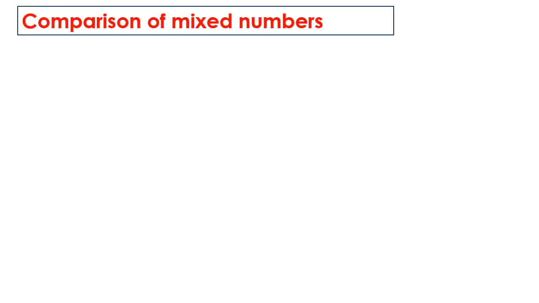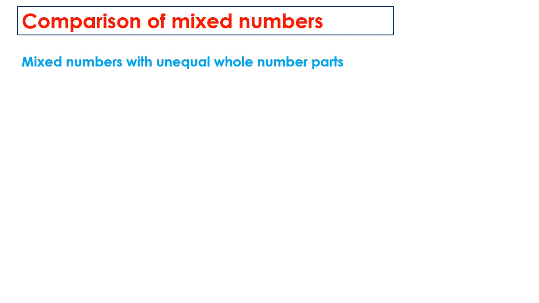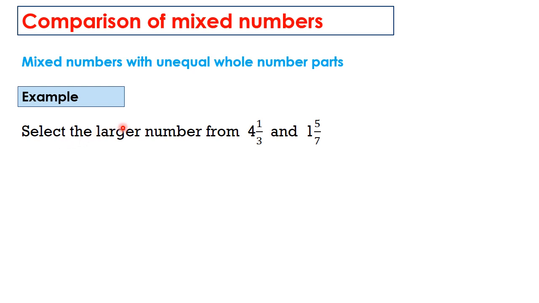Comparison of mixed numbers. When you are comparing two mixed numbers, the mixed numbers can be categorized into two groups. The first one, mixed numbers with unequal whole number parts. The other is mixed numbers with equal whole number parts. We'll see how to compare mixed numbers with unequal whole number parts using this example. Select the larger number from 4 and 1/3 and 1 and 5/7.